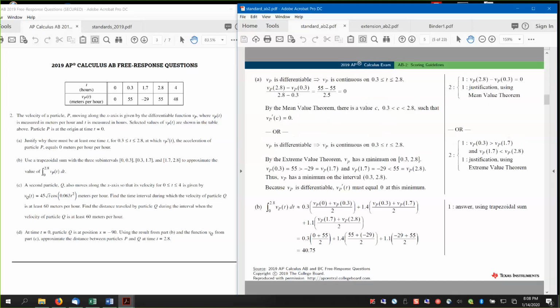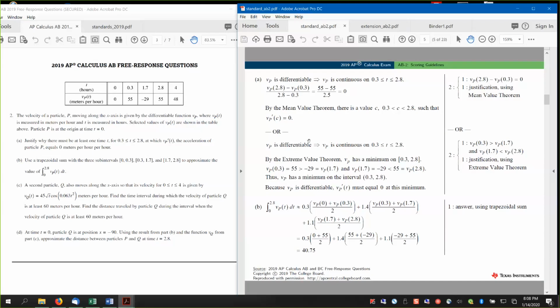All right, so here we go. Here's the scoring standard. I'm not going to read through everything here, but let's take a look at how the 9 points were distributed. So part A was worth 2 points, and 1 point was for conveying that the difference over here on the left-hand side is equal to 0. And 1 point for presenting a sufficient justification using the mean value theorem.